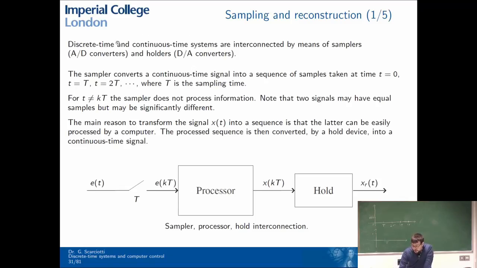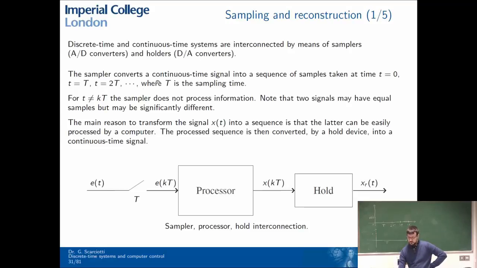What we have is that discrete time systems and continuous time systems are interconnected by means of samplers and holders. The samplers are those devices that convert our continuous time signal to discrete time, so they are an analog to digital converter. And the holders are those devices that convert our discrete time signal to a continuous time signal, so they are digital to analog converters. What we try to do in this lecture is describe what happens to our signal from a mathematical point of view when we use these devices.